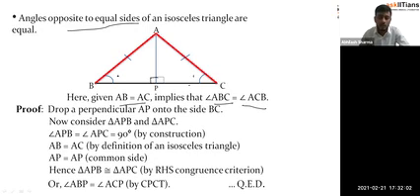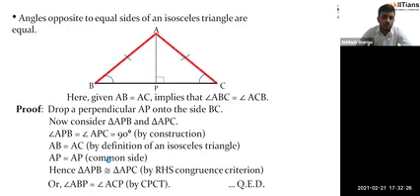Okay. Then the hypotenuses of these are equal, because AB equals AC by definition of an isosceles triangle. AP equals AP, which is a common side between both the given triangles. So we can say that by RHS congruence criterion, they are congruent. By CPCT, we conclude that these two angles will also be equal.